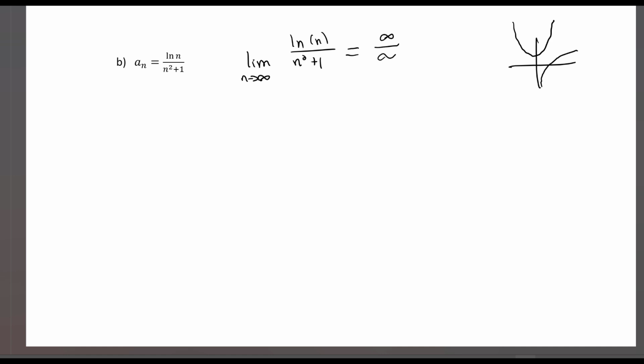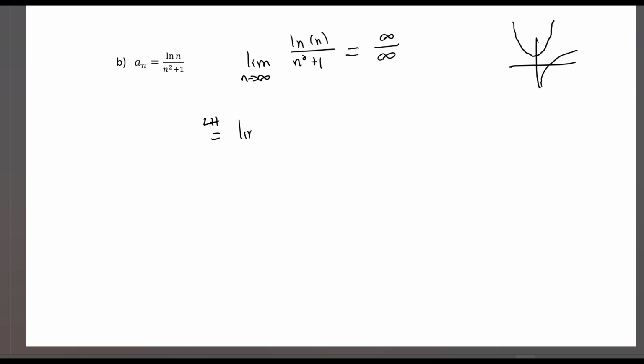So even though the numerator on its own goes to infinity, the denominator on its own also goes to infinity, the denominator's values are going to get really, really large in comparison to the numerator and should drive these fraction values to 0.